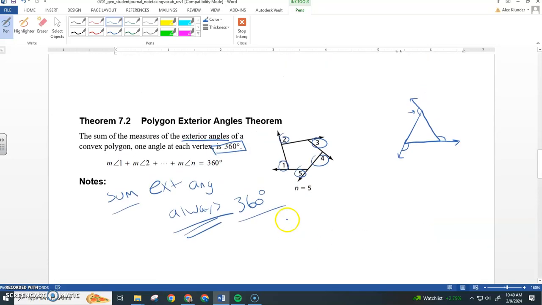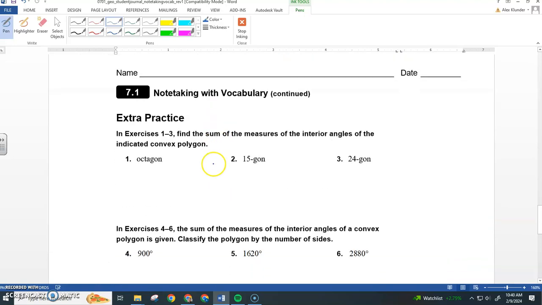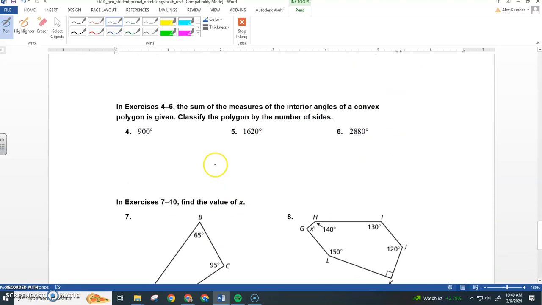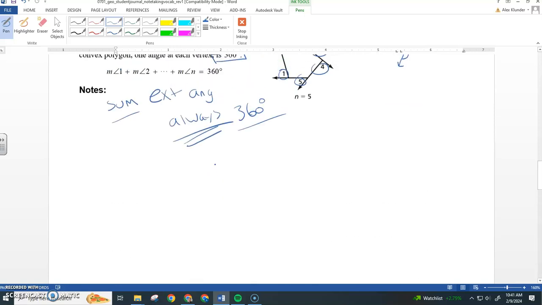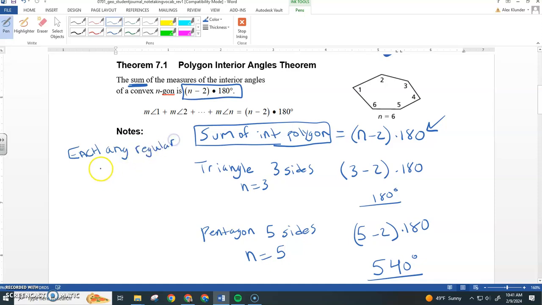One thing I do want to do, though, they're going to ask us about each individual angle. So at some point, I don't know if it's today or tomorrow, let's just write it down and just be careful. This is for the sum of interior angles of a polygon: n minus 2 times 180. Now, they could say, what is the measure of each angle of a regular polygon?